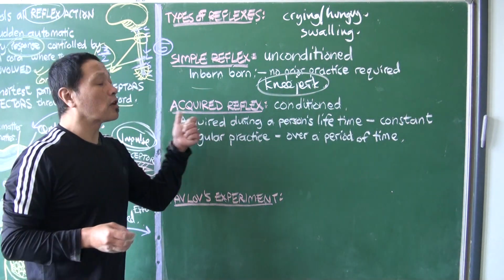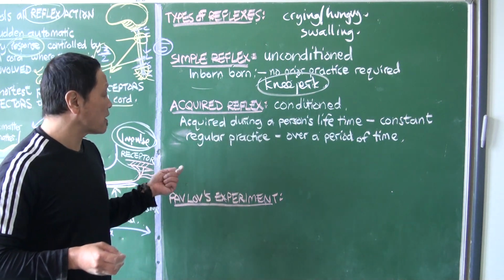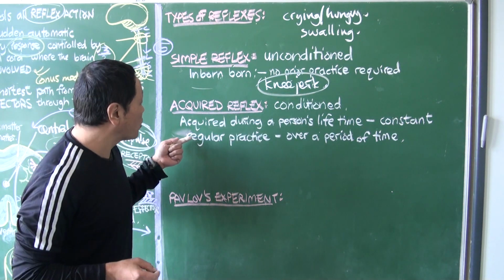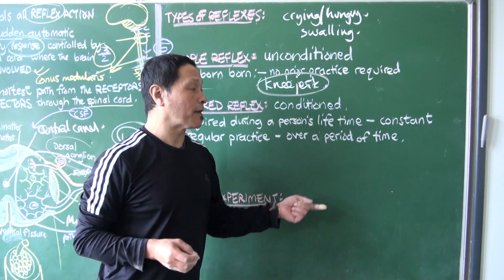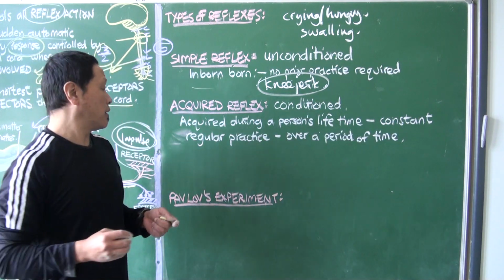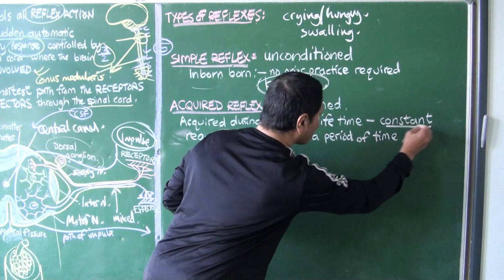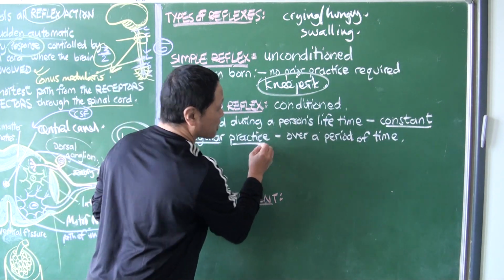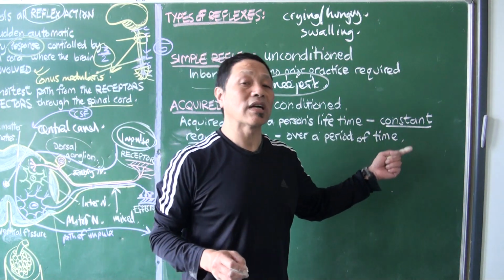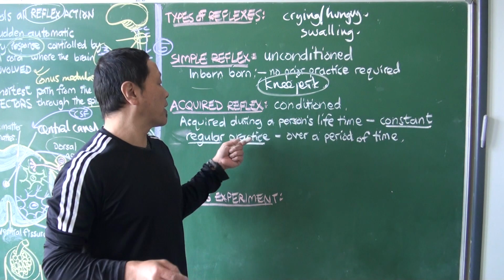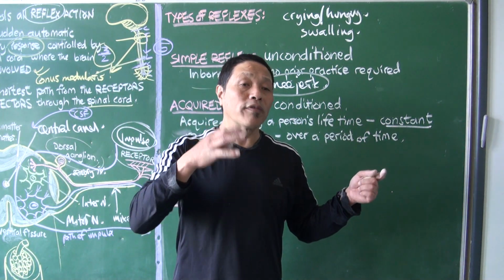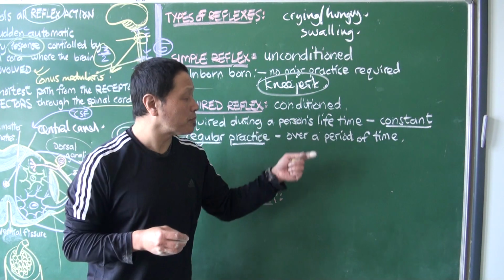The second one is acquired reflex. Acquired reflexes are reflexes that are acquired during a person's lifetime. Now, how is it acquired? It is acquired because of constant, regular practice over a period of time. You can't just have this acquired reflex overnight. Okay, it needs constant practice.